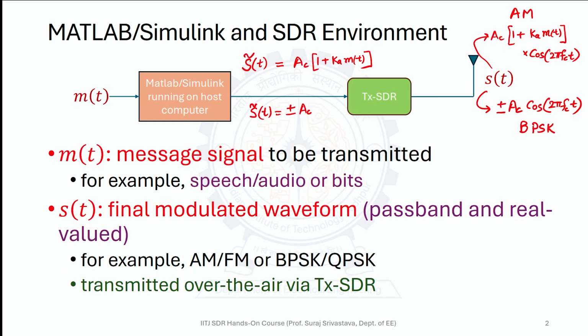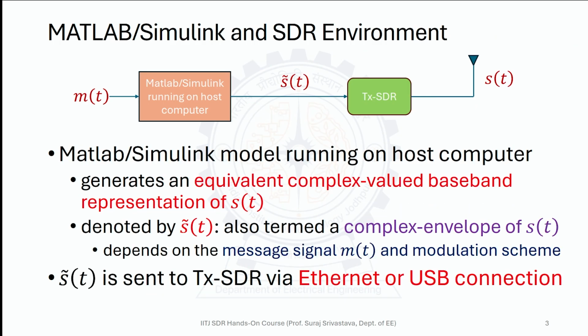And although it is not very clear in this case that s tilde(t) is a complex valued signal, in general you will see for many other modulation schemes like frequency modulation or quadrature phase shift keying, QPSK, this s tilde(t), the signal generated by the MATLAB Simulink, the complex equivalent baseband signal, will be complex valued. So this is what I mentioned here very briefly. MATLAB Simulink model running on the host computer generates an equivalent complex valued baseband signal corresponding to s(t), and this s tilde(t) is also called the complex envelope of s(t).